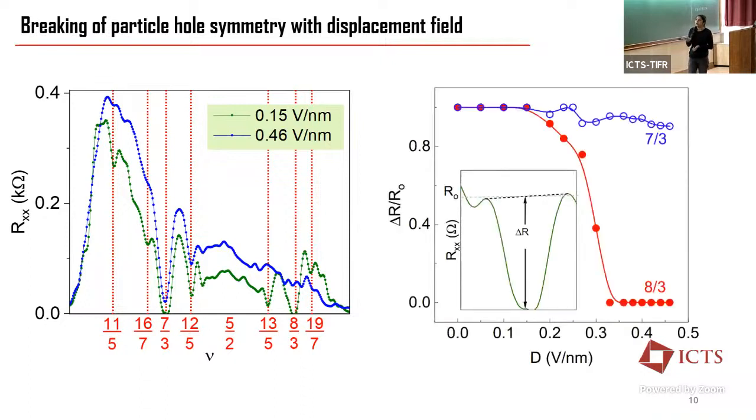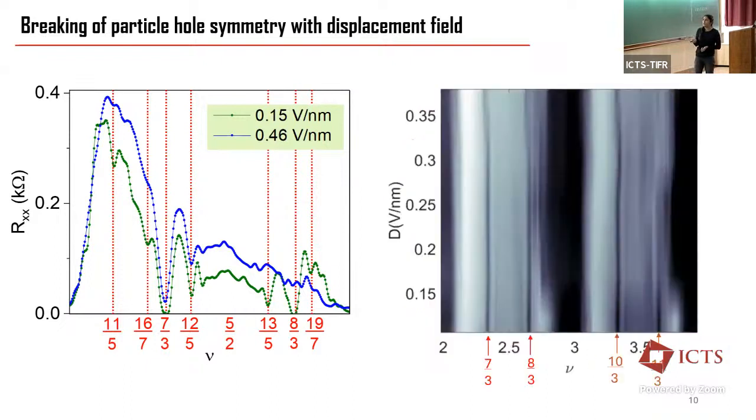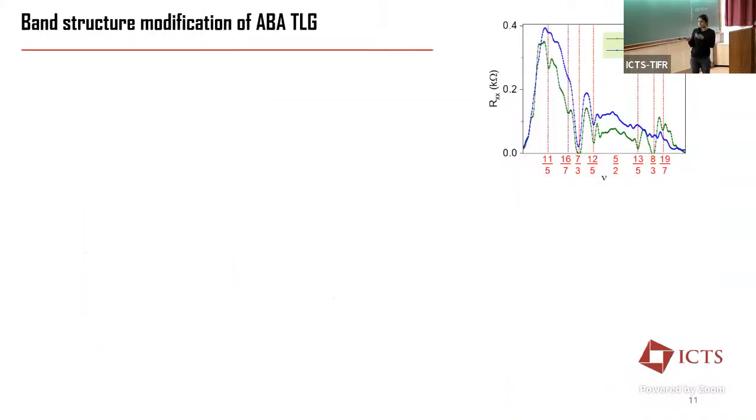To understand it more, we have quantified the dips, which is delta R, and then we have plotted it as a function of electric field. And what we see is that after a certain critical field of 0.2 volt per nanometer, the 7/3 still survives, but 8/3 dies off quickly. Now this is the color plot where we can see the dying off of the 11/3 and 8/3 states.